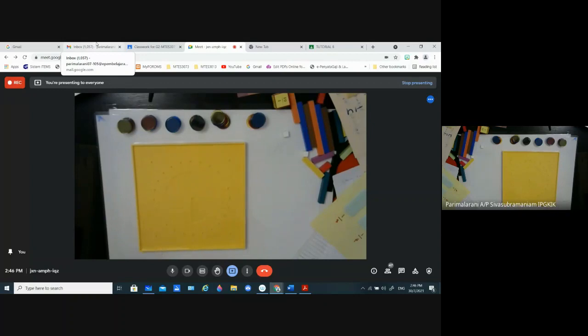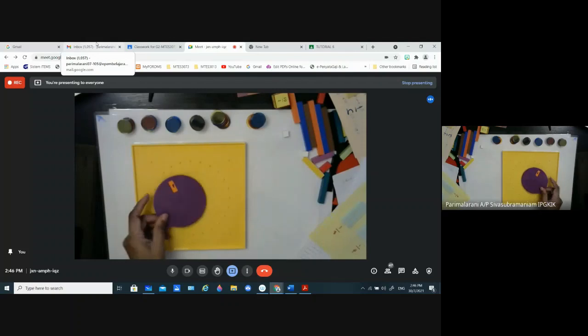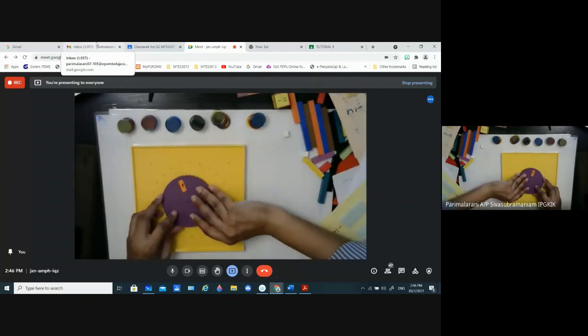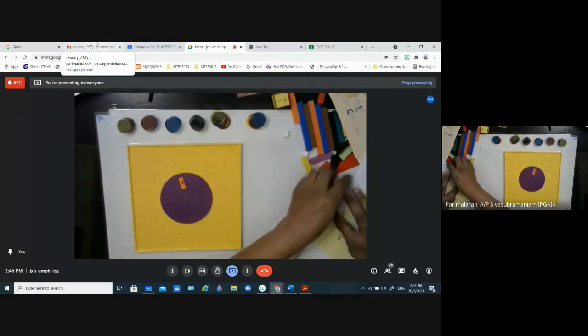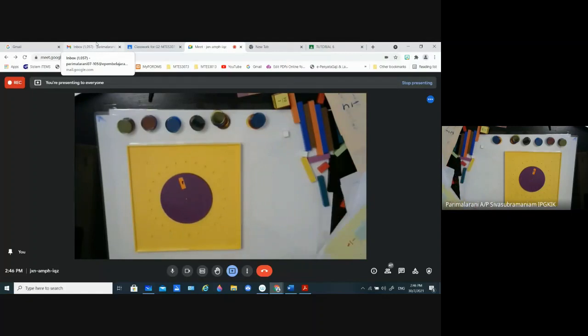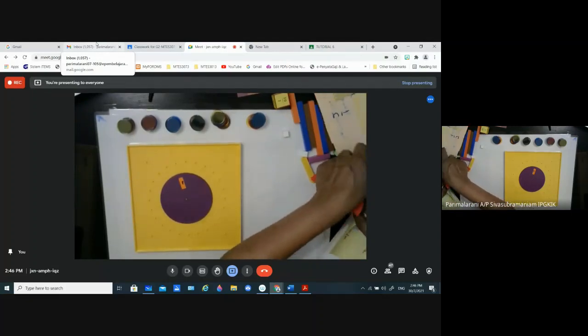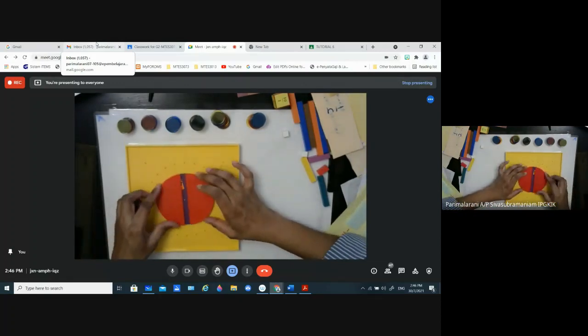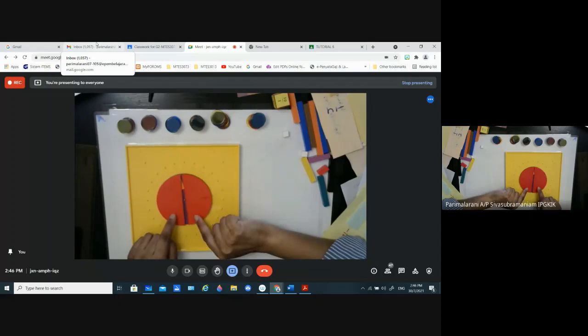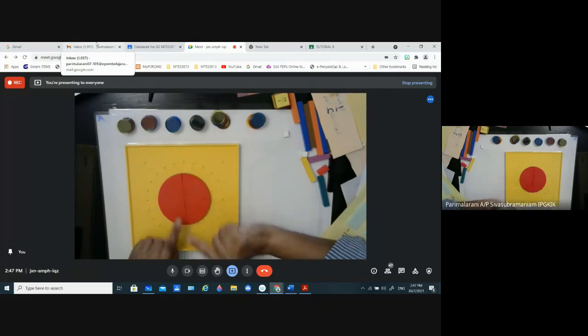Fraction disc. So this fraction disc represents 1, a whole. And then you can have other pieces there. You can show them, if 1 whole, if we divide it into 2 equal parts like this, then you have 2 halves, 1/2, 2 halves. You put them together, you get back 1 whole.